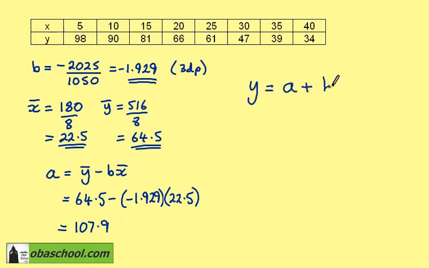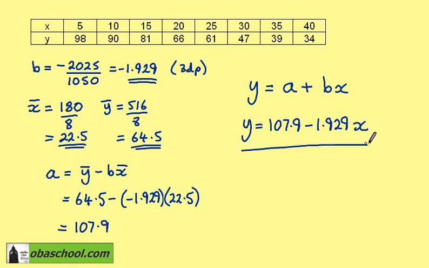So our regression line, which is a plus bx, is 107.9 take away 1.929x. So we can see our regression line has a y-intercept of 107.9 and a gradient of minus 1.929.